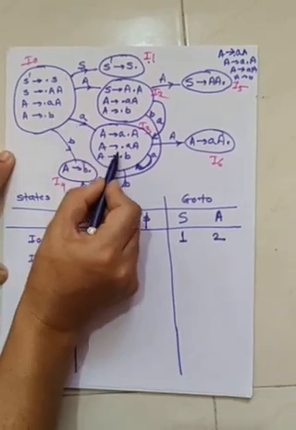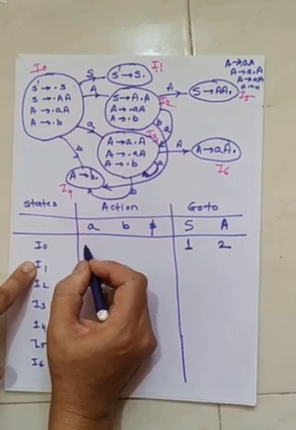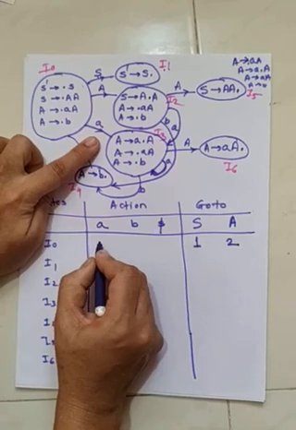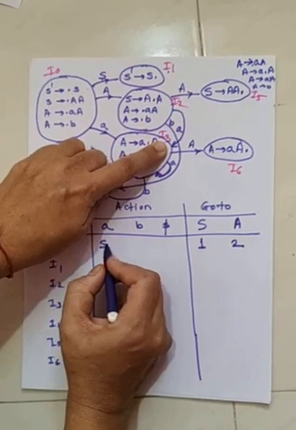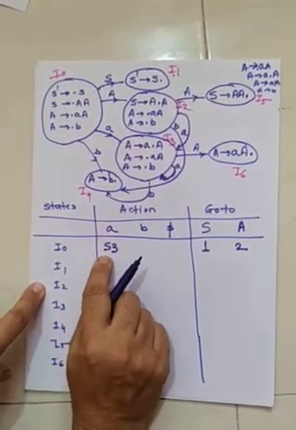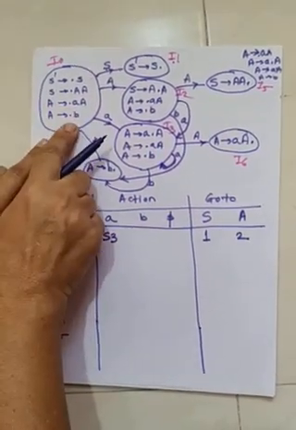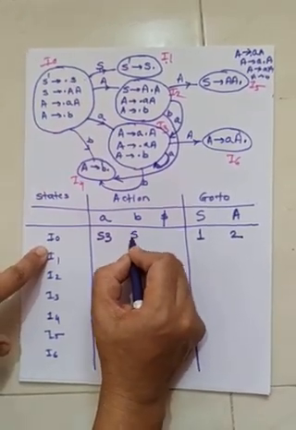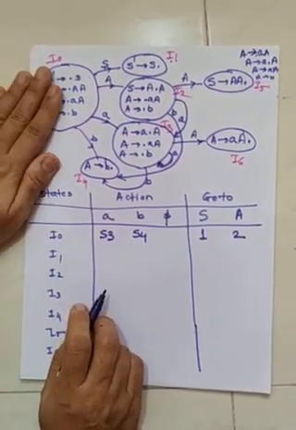Small a from I0 to I3. So small a is here, and here we have to write an action. So this is a shift action. We write S for shift action, and it is going to the I3 state. So we mention the state number only. So that is S3, shift action going to state 3. Now again, I0 to I4, B is going. So B is here. So again this is shift action, S4. So our I0 state is completed.